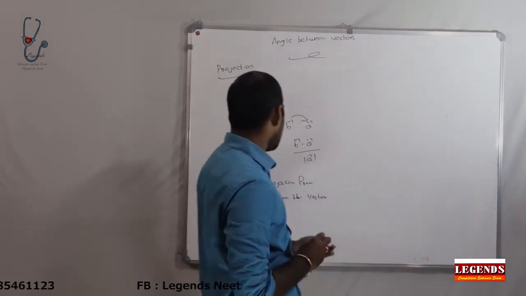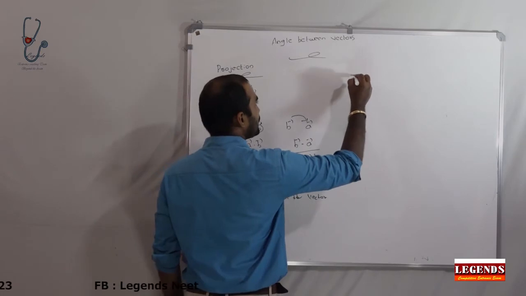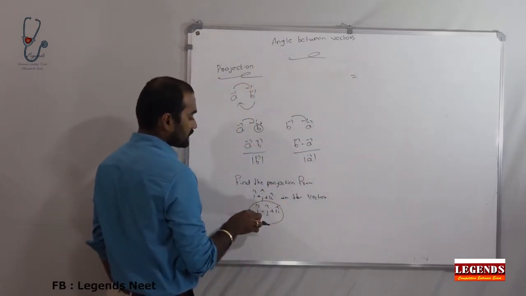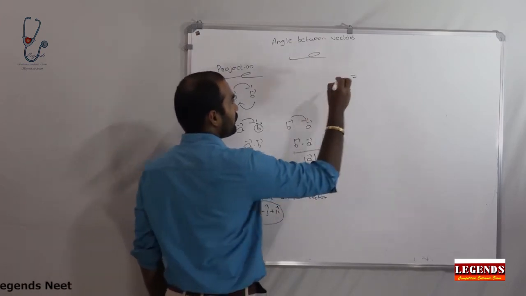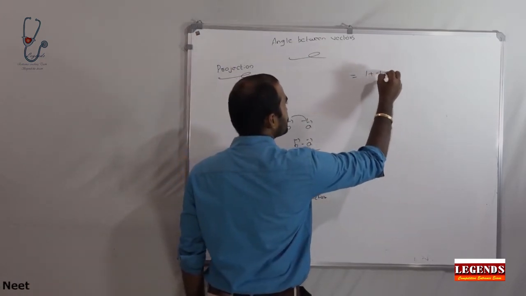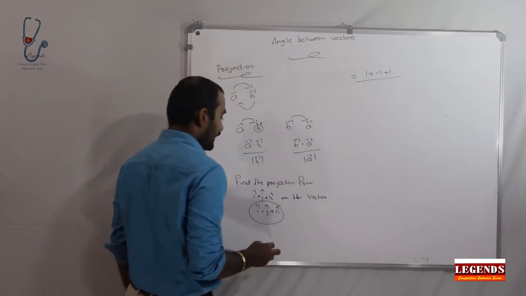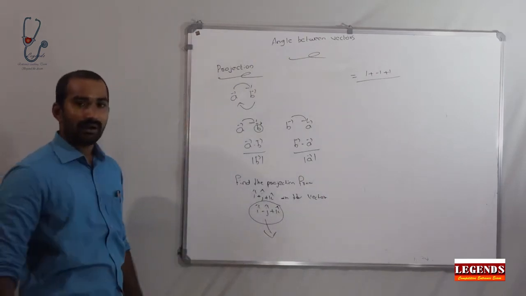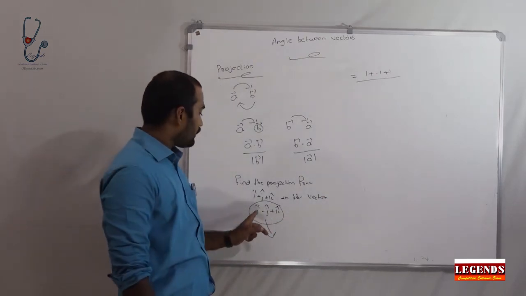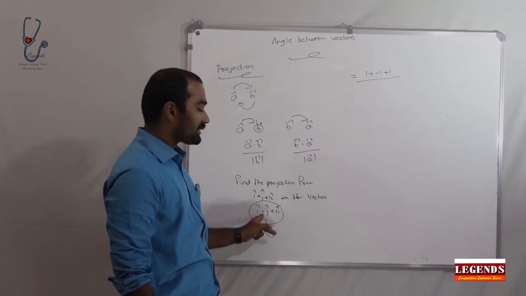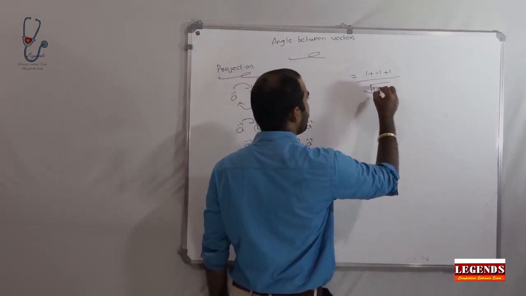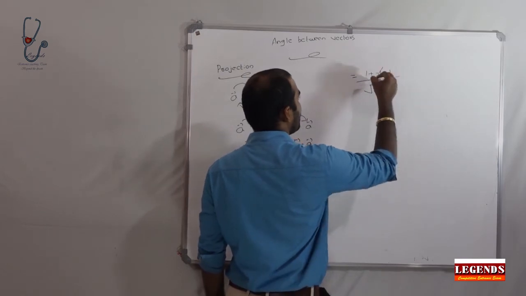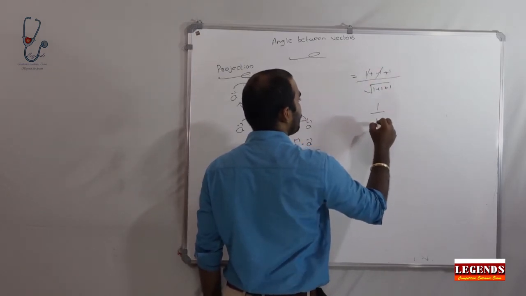First of all, finding the dot product. The dot product is 1 into 1 is 1, 1 into minus 1 is minus 1, 1 into 1 is 1. That means 1 plus minus 1 plus 1, divided by the magnitude of the second one. What is the magnitude of the second one? Root of 1 square plus minus 1 square plus 1 square, that means 1 plus 1 plus 1. The answer is 1 by root 3.